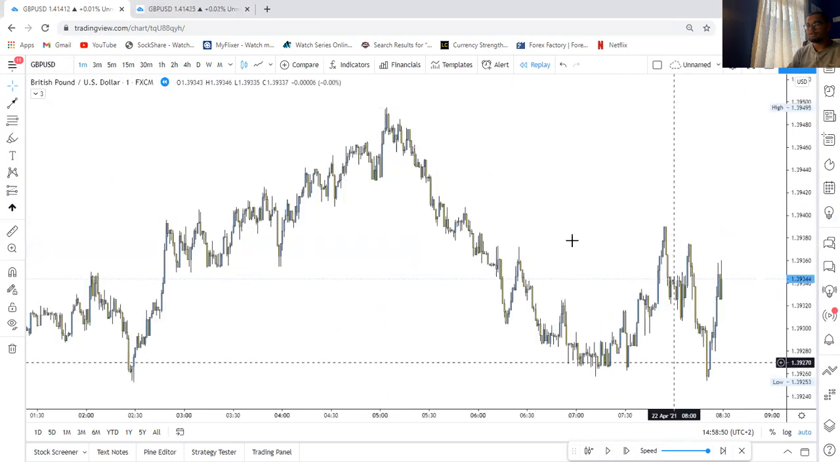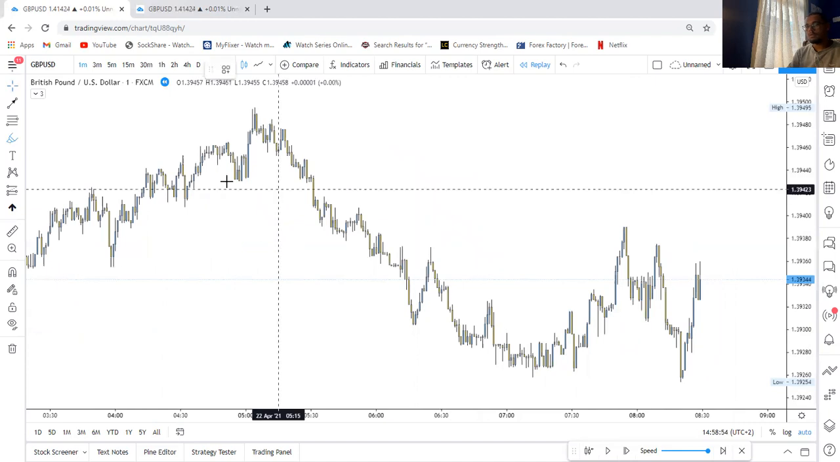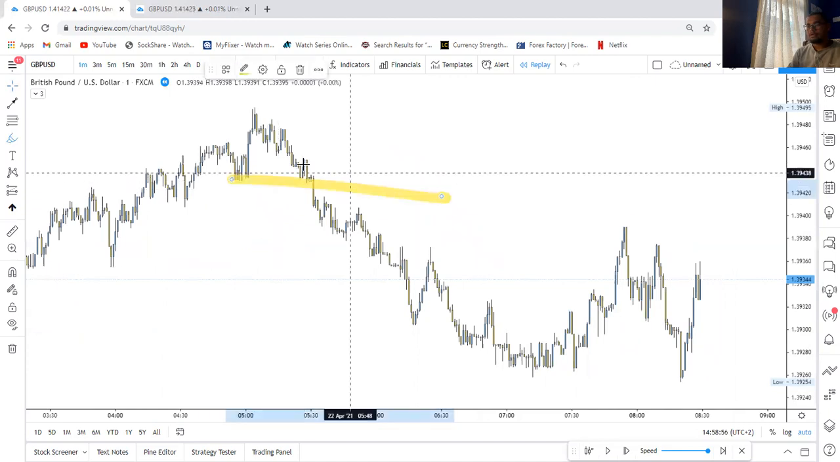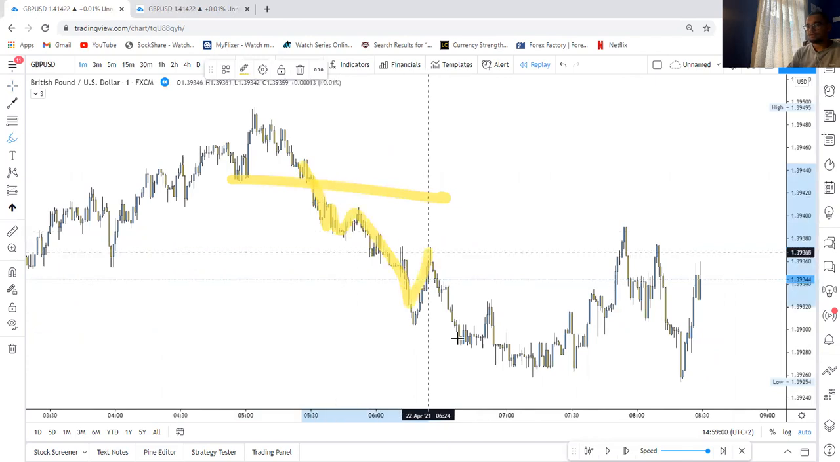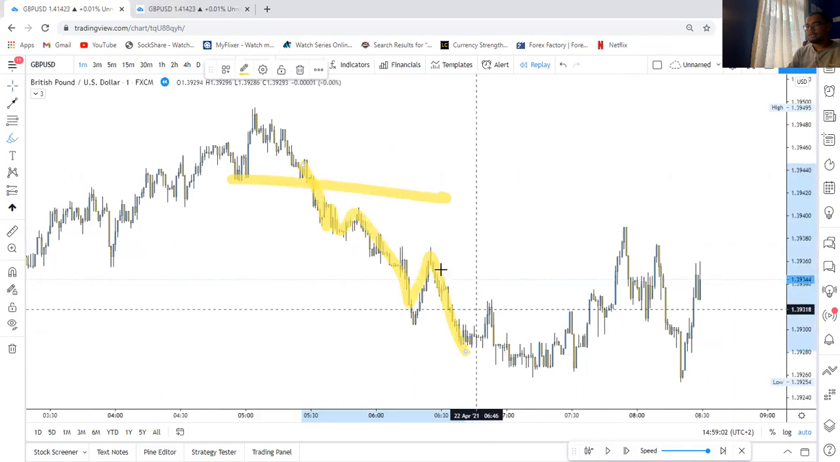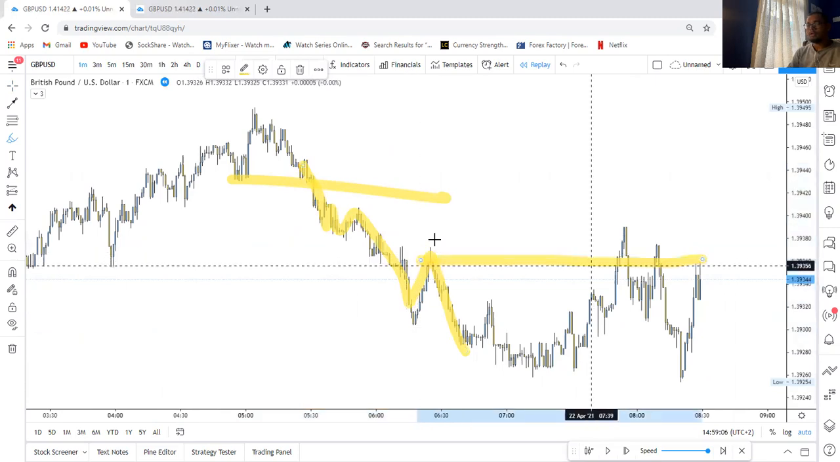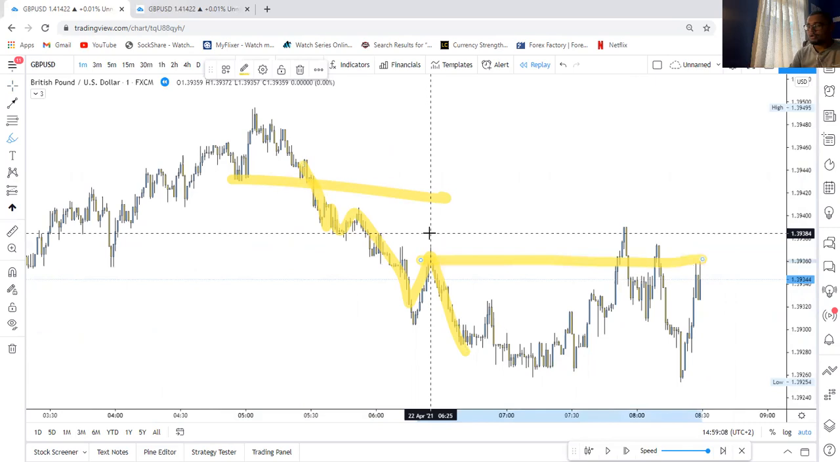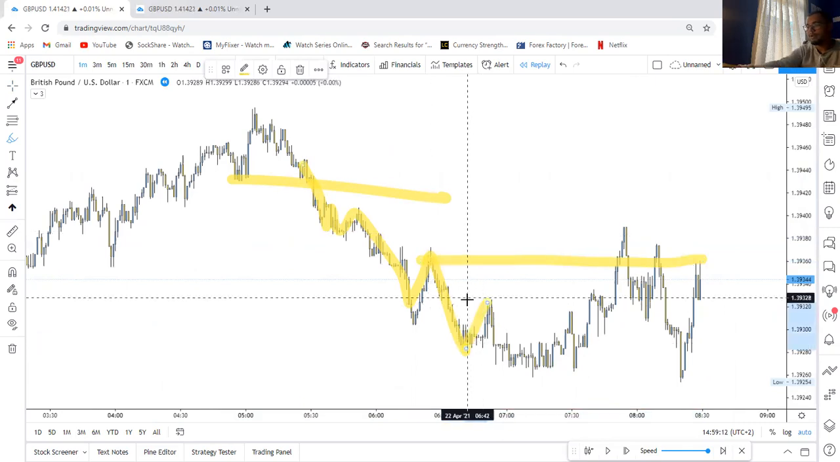Okay, clean push down. I'm just looking at this right here. So you can see a break below that. From there, what are we doing? We're just forming highs and lows, highs and lows. Okay, what I can see is that this low right here was the last lower high, right? We then pulled back, had a significant pullback.